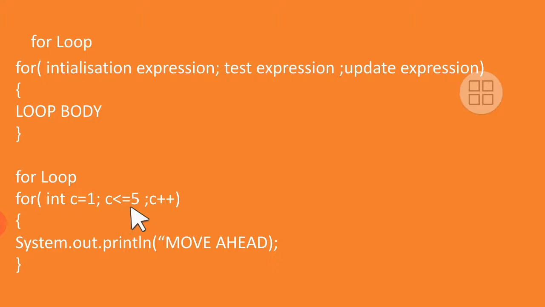So c less than equal to 5, c plus plus. So here when we check c less than equal to 5, c is now 2, again the condition is true. Again move ahead will be printed. Then increase c by 1 again. The update expression will make c 3. Then again we check. This is again true because 3 is less than 5. So it prints move ahead again. Then c becomes 4, c plus plus. So again we check. The test is again tested. It is true because 4 is less than 5. Again we print move ahead. Again c plus plus, c becomes 5.